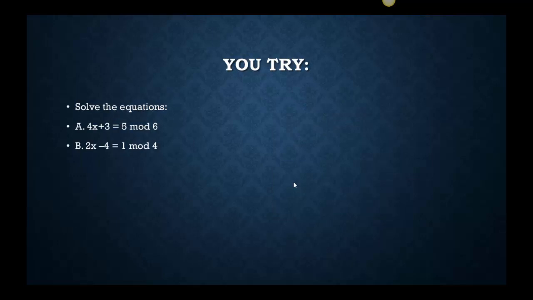All right, so here are 2 more. I feel like you can't practice enough, so let's try again with these two. I have 4x plus 3 is 5 mod 6, and then 2x minus 4 is 1 mod 4. As always, when we do a U-try, I want you to stop the video and actually try it, and when you're done, come back and check your answers along with me.